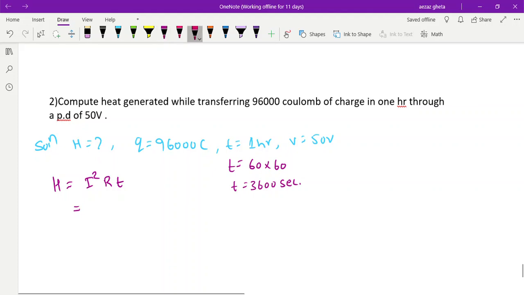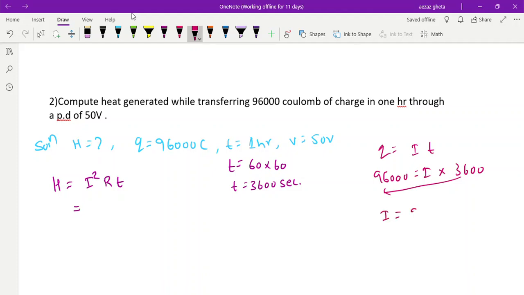60 into 60 is 3600 seconds. Compulsory, time should be in seconds. Now according to that, Q is equal to I T, you have the formula. Q is 96,000, I we don't know, T we know, 3600. I is equal to 96,000 divided by 3600.